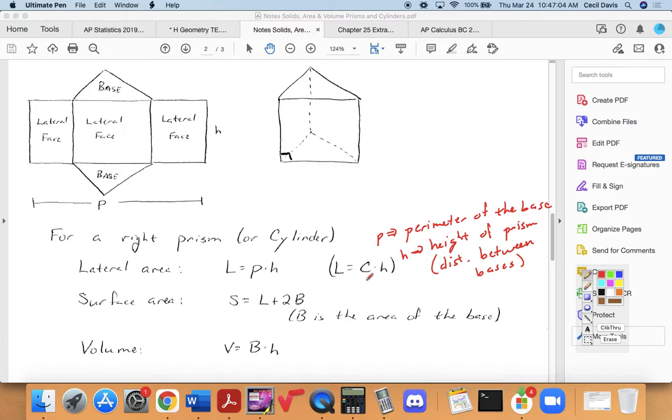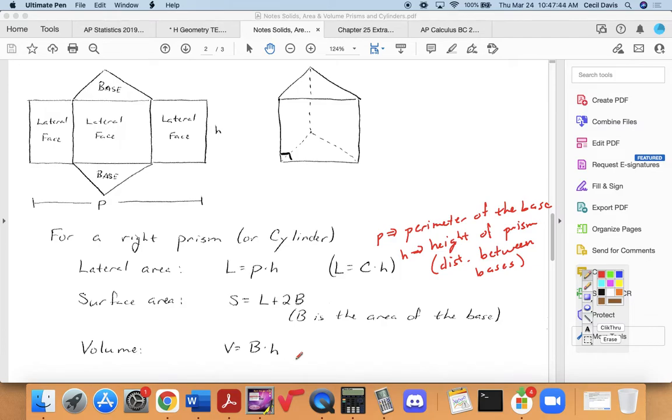For a cylinder, all we have to do is change perimeter to circumference, which makes sense. Circumference of a circle is the same idea as perimeter of a polygon. The circumference is the distance around something. The perimeter is the distance around something also. So that makes sense. The surface area then, we're going to take the lateral area that we've already found and add on the area of the two bases. For a cylinder or for a prism, there's always going to be two bases. And then the volume is the area of the base times the height.